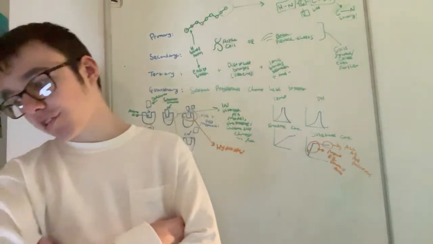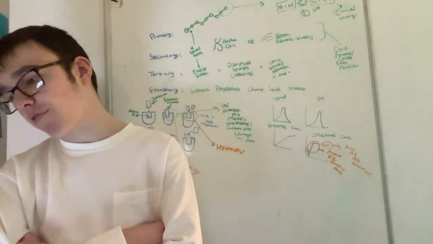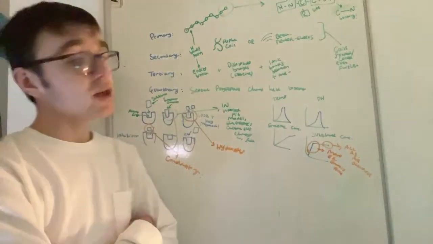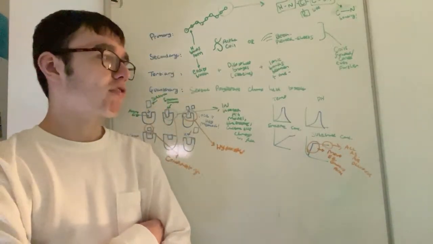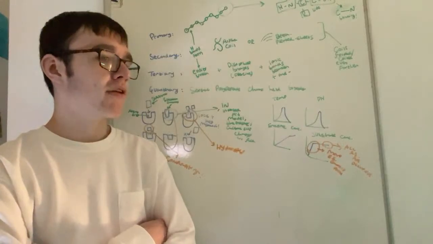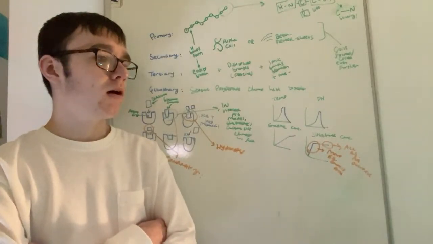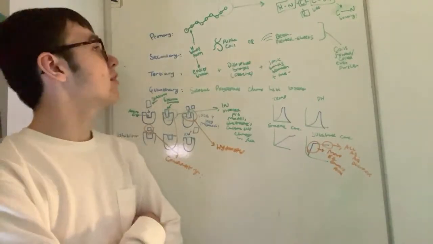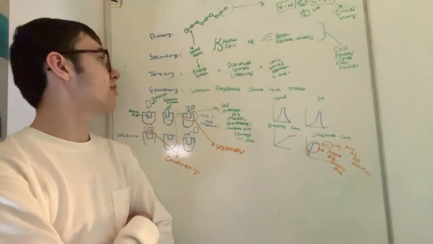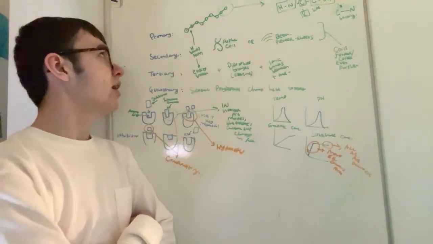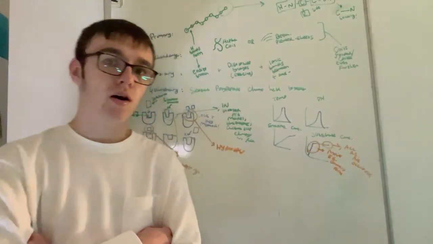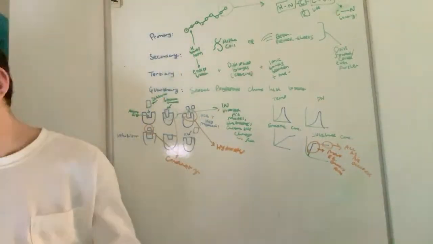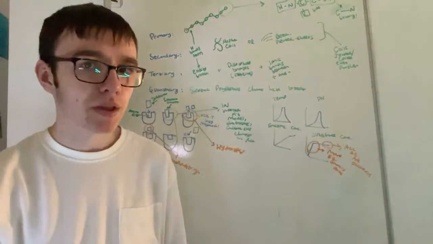A tertiary structure is formed by interactions between the R groups. Okay, so here, amino acids all have different R groups. So, obviously, by having different R groups, you're going to have a different tertiary structure. The primary structure is affected by the order of amino acids. That one, honestly, sucks to explain.